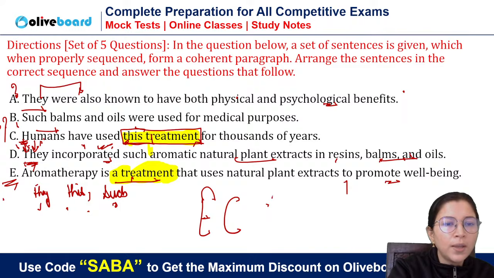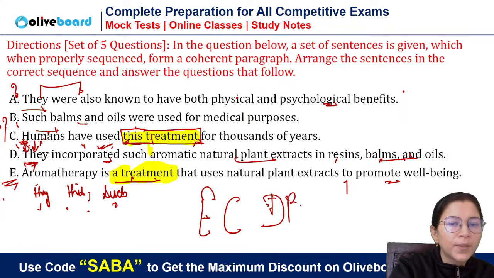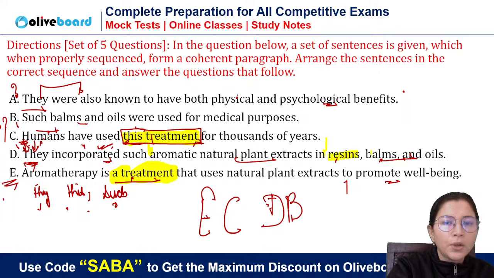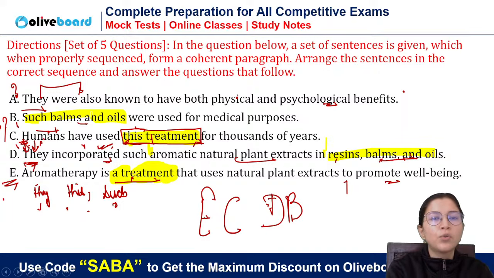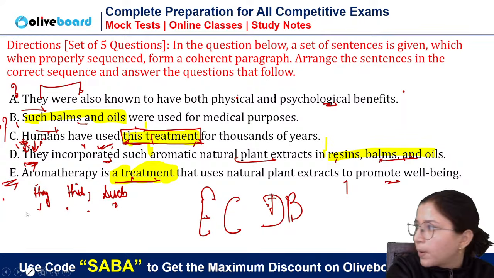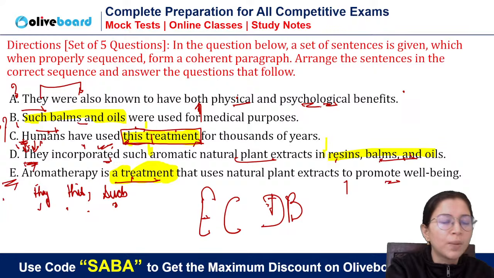So here see, you can see resins, balms and oils. So such balms and oils will come in B. Can you see the pairing? DB is forming a pair. Your pairing was correct, Archuna. Very good for the first time. Can you see? Resins, balms and oils. So here also it is given such balms and oils were used for medical purposes. And then we will say that they were also known to have. So basically they were used for medical purposes, but they were also known to have both physical and psychological benefits. So E, C, D, B, A.